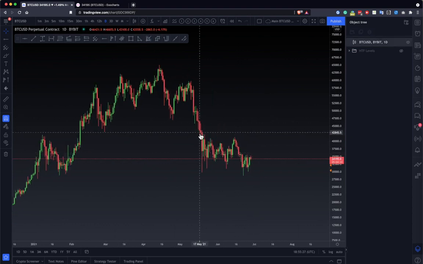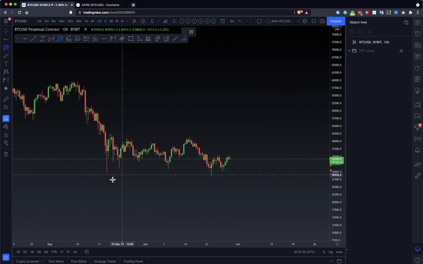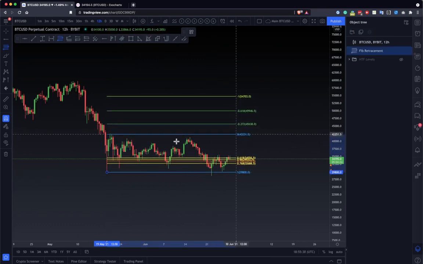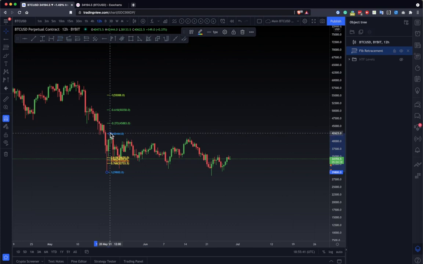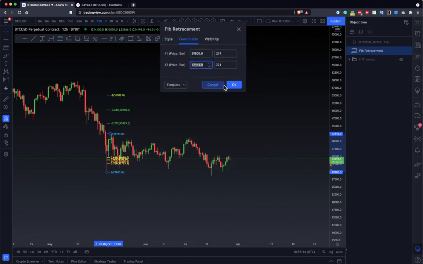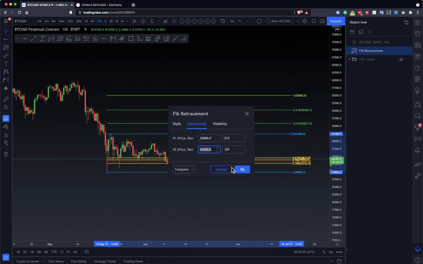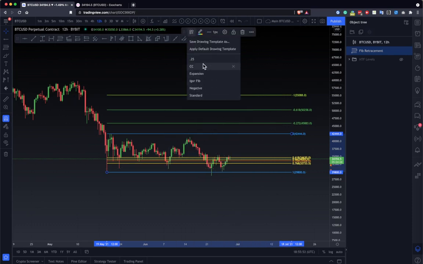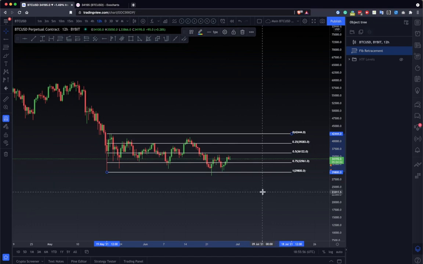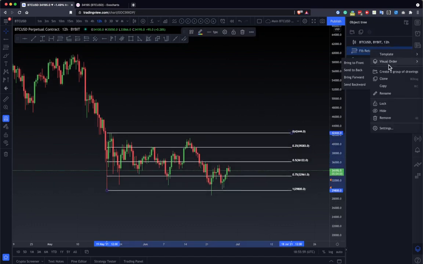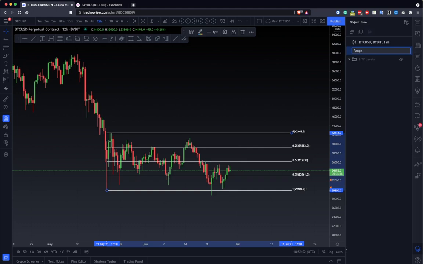So we have a range going on here for quite some time. So let's go to a 12-hour chart. So the range started here, basically ended here. Let's get the exact coordinates. So yeah, I have a template here that I can use for ranges. I will rename it to range, or let's call it local range.